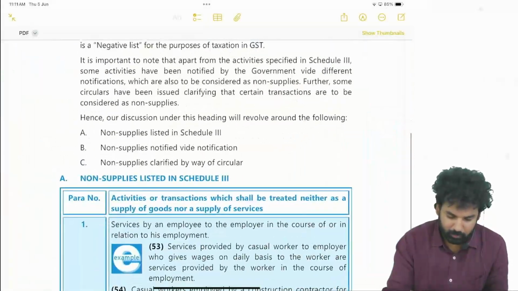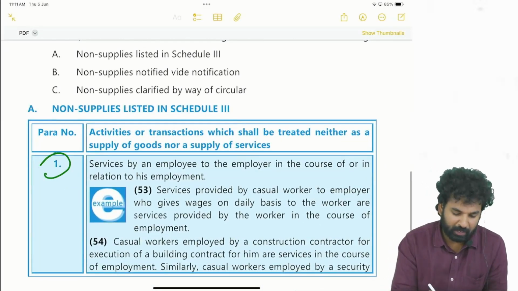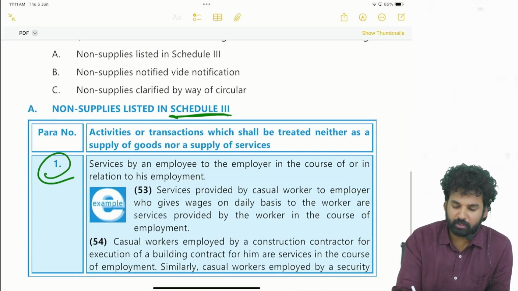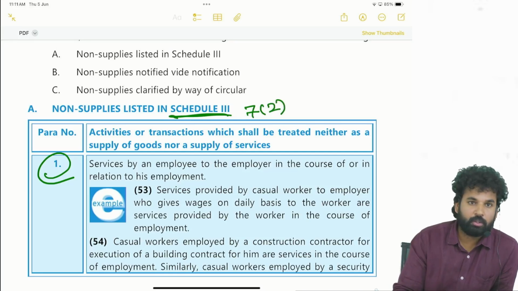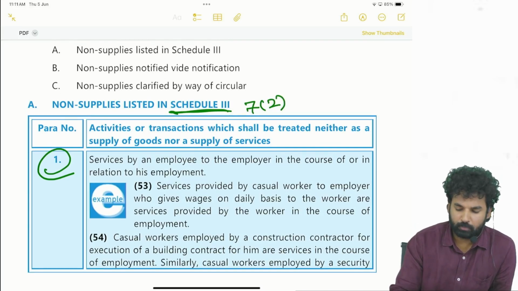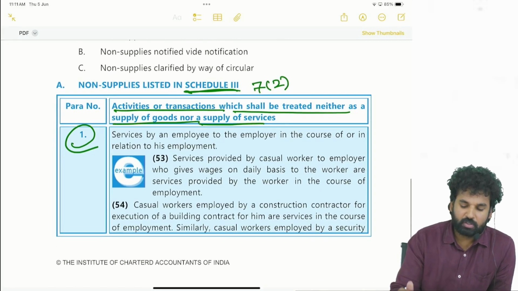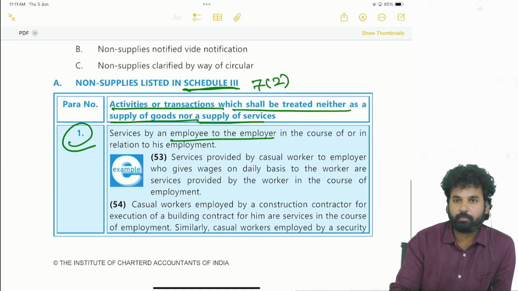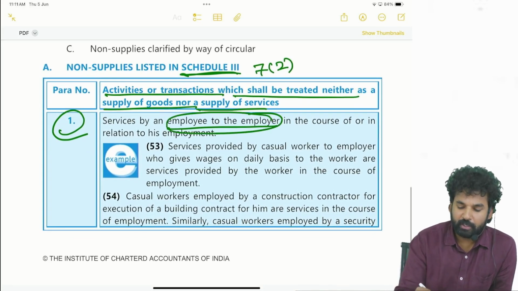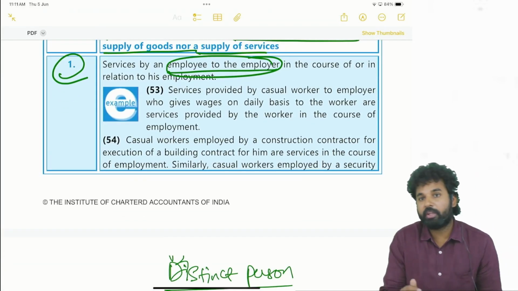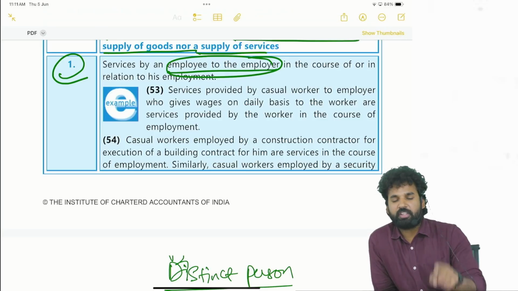Here, para 1 of schedule 3, section 7 subsection 2. Activities or transactions which shall be treated neither as supply of goods nor as supply of service. So services by an employee to the employer, services by an employee to the employer during the course of employment. This is already seen there. What we have seen there in schedule 1, it is there.